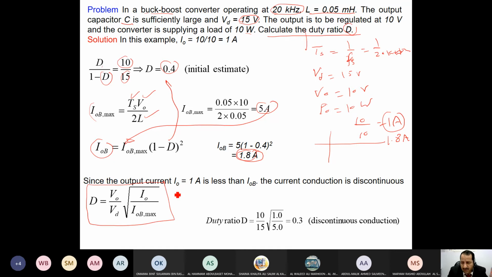I have it. I just need to substitute. I have VO, I have VD, I have IO max. I substituted. I found D to be 0.3. Very simple.